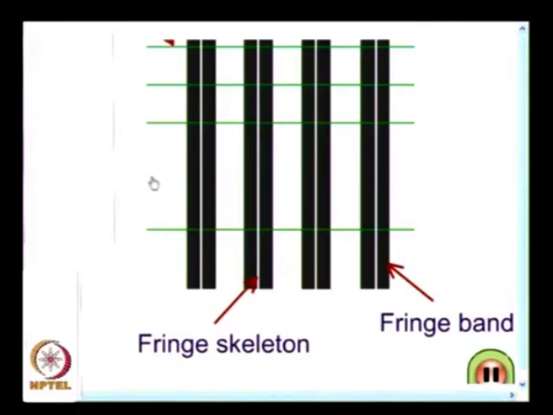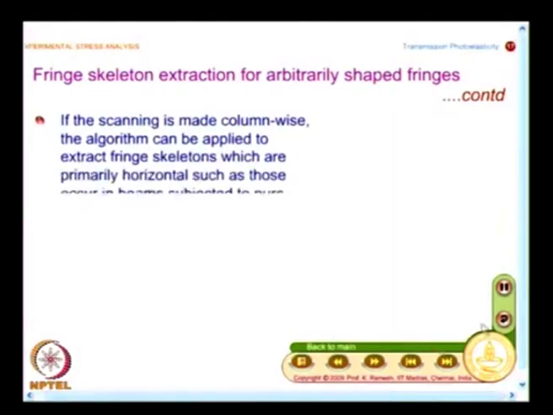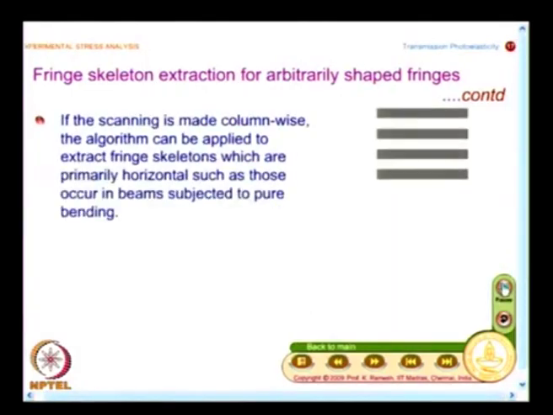Suppose I have fringes which are horizontal, what can I do? I can have a vertical scanning, I can repeat the same process. So, when the fringes are horizontal or vertical, simple column wise scanning or row wise scanning can do the job of identifying the minimum intensity points.